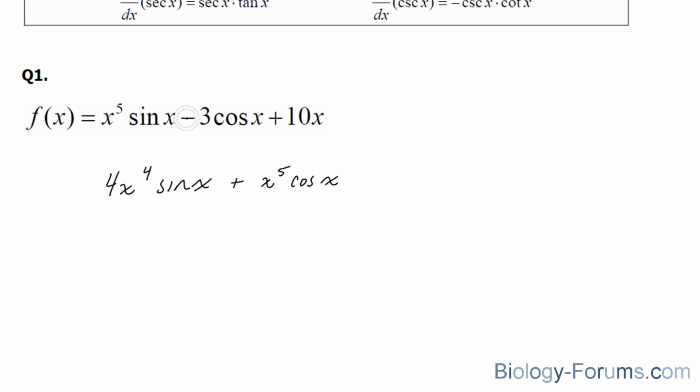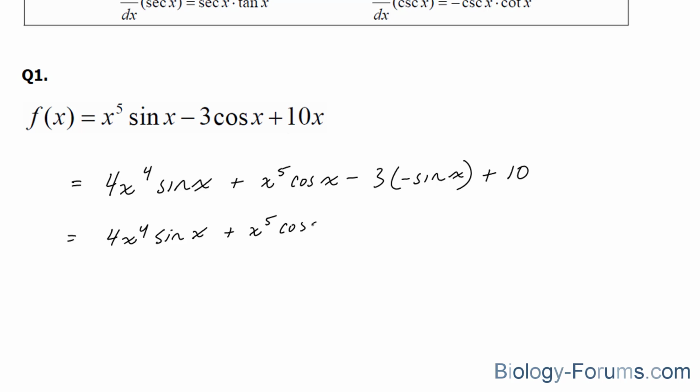Next, we will find the derivative of this term, and the derivative of that term is minus 3 cosine x becomes negative sine x, plus 10x becomes 10. We're going to further simplify this line. 4x to the power of 4 sine x plus x to the power of 5 cosine x plus 3 sine x plus 10.